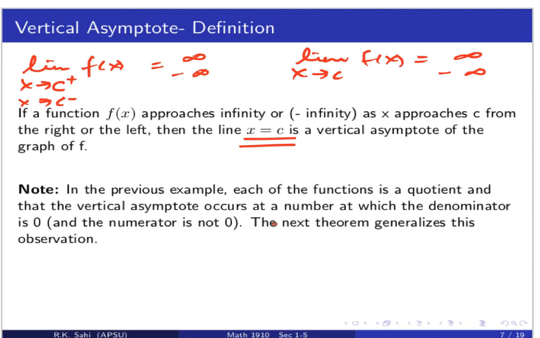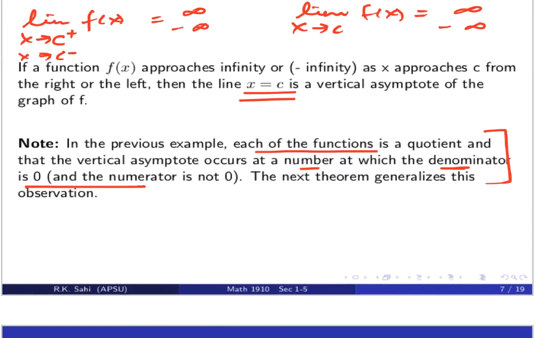And this is what I have been talking about in this note. If I have a function which is a quotient, a rational function, the vertical asymptote will always occur at a number where the denominator is 0 but the numerator is not 0. This is something we have learned in our previous classes, like algebra or pre-calculus. So let me put that in a proper theorem form for you guys.